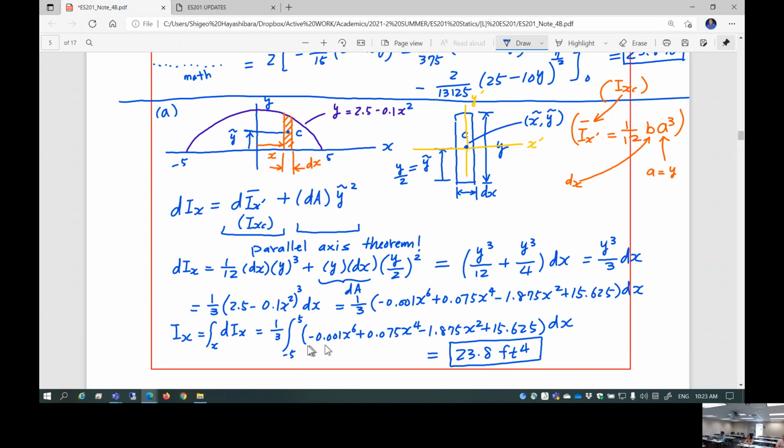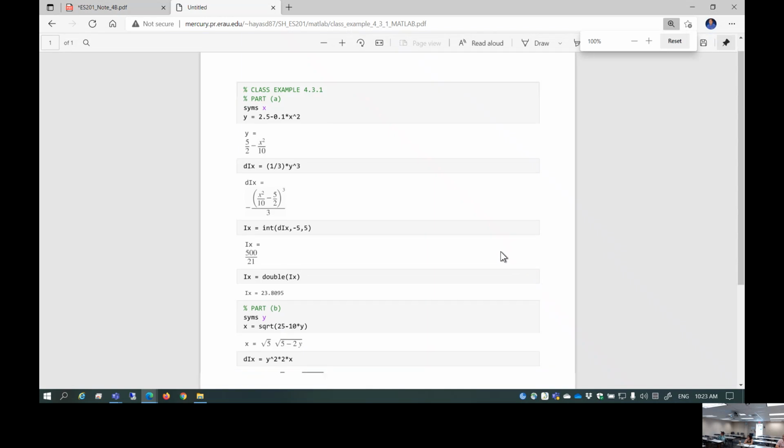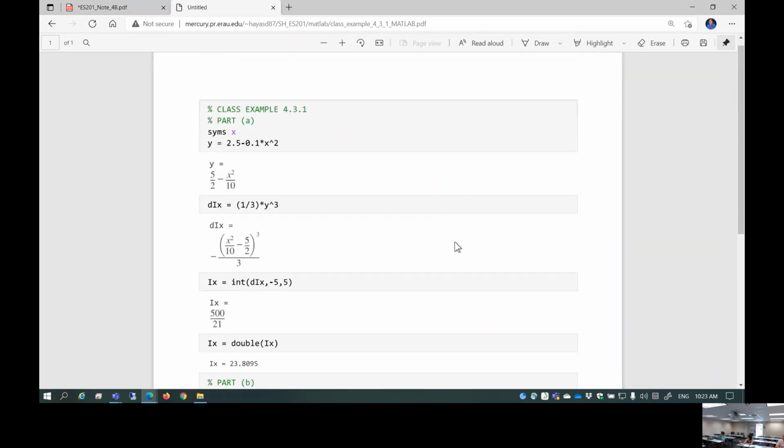You probably don't want to do this by hand anyways. That's why I gave you a handout here. So this is example 431. This is part A. I did everything using symbolic math. This is a given function of y to begin with. Then dIx is just plugging in, then one third cube. Then you integrate that function, whatever it is. I don't know what it is, but integrate over the range of -5 to 5. Whoa, you get the value.